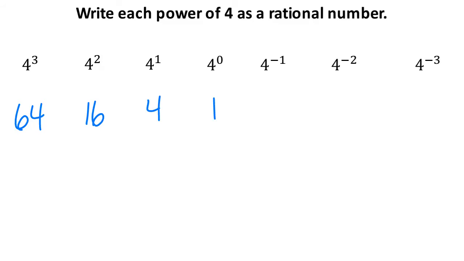So the negatives, you just flip them. 4 to the negative 1 is 1 over 4 to the first. 1 over 4 squared is 1 over 16. And 4 to the negative 3 is 1 over 4 cubed, gives us 1 over 64. Pretty straightforward, yes? That's just the negatives is the reciprocal, 1 over the positive exponent.